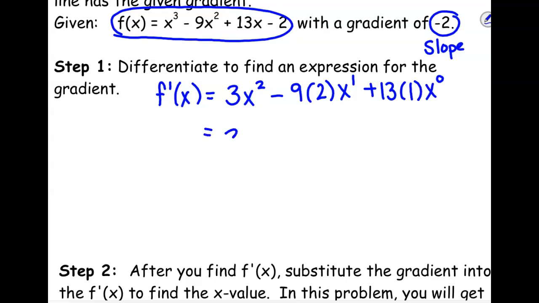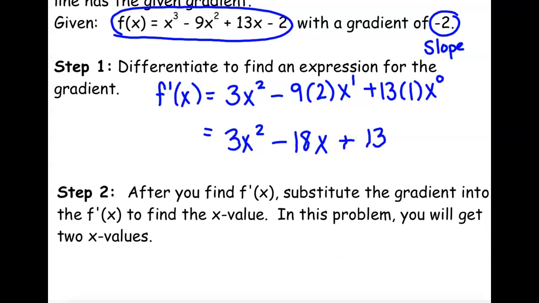Continue. 3x squared minus 9 times 2 with a negative is negative 18x plus 13 times 1 is 13, and then x to the 0 power is 1. So here is your derivative function.